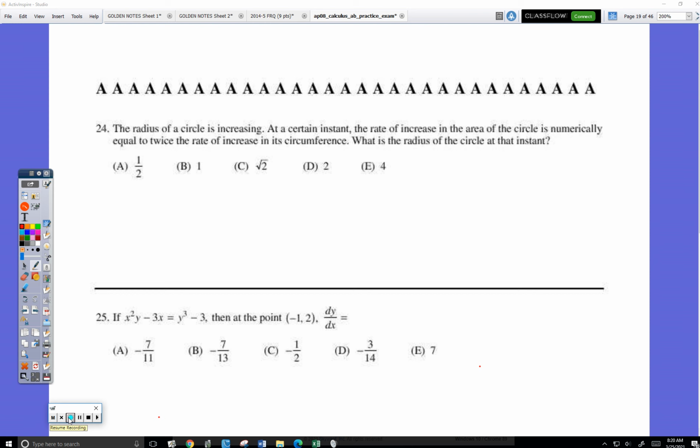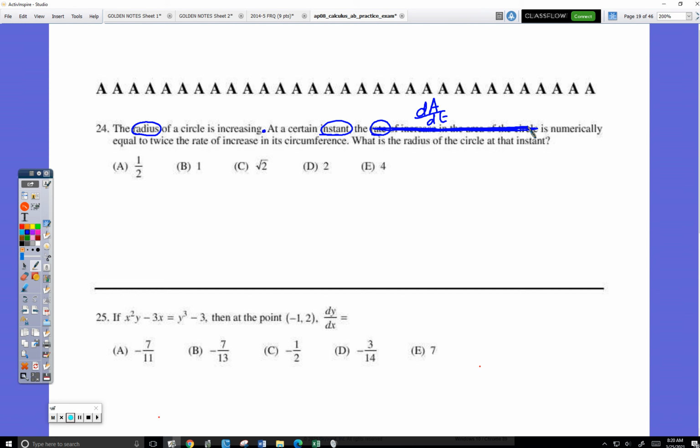The problem says the radius of a circle is increasing. I'm talking about the radius. At a certain instant, the rate of increase in the area of the circle, keyword is rate. So right there they're talking about dA/dt, the rate of increase in the area. So I could cross all of this off, and it's all talking about dA/dt.